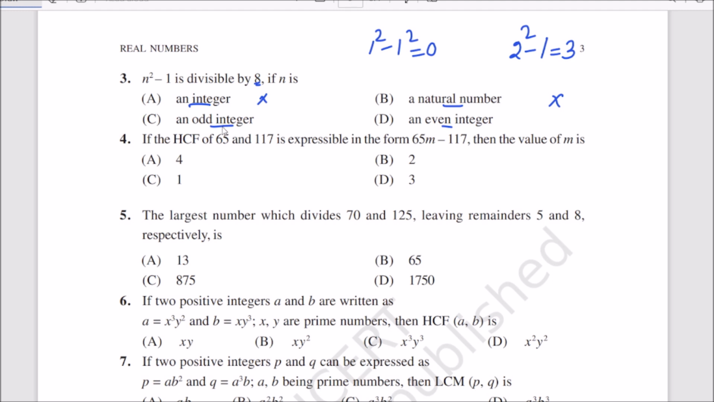Then coming to odd number. Odd number 1, it is true. Now the next odd number is 3. So 3 square minus 1 is equal to 9 minus 1, which is 8. 8 is divisible by 8. Similarly, next is 5. 5 square minus 1 is equal to 24. So 24 is divisible by 8. So it will be an odd integer. C is the answer.